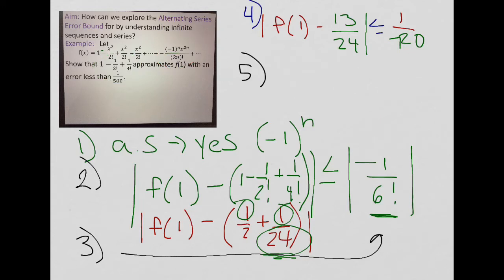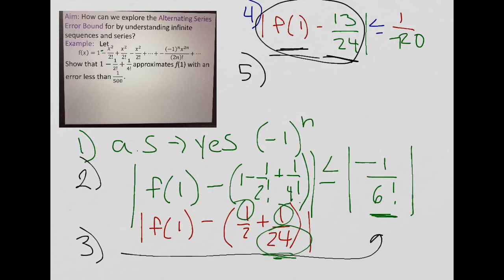Okay, so here we go. Let's discuss. So we have f of 1, and yeah, we have the minus 13 over 24. This answer has to be less than or equal to 1 over 720. So we're saying here that it's going to have an error that's less than 1 over 500. I don't know why I keep saying that when I see the 1. I'm sorry. So let's think about the comparison between these two numbers.